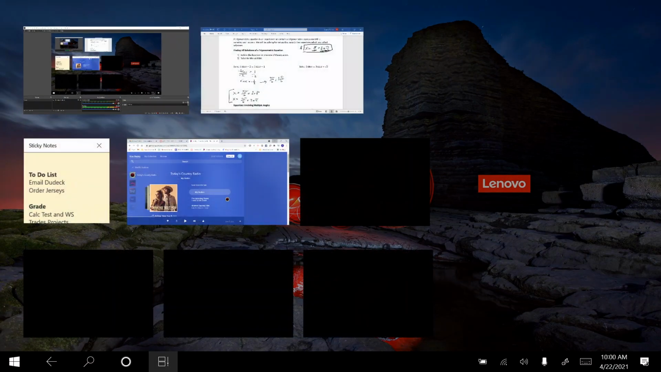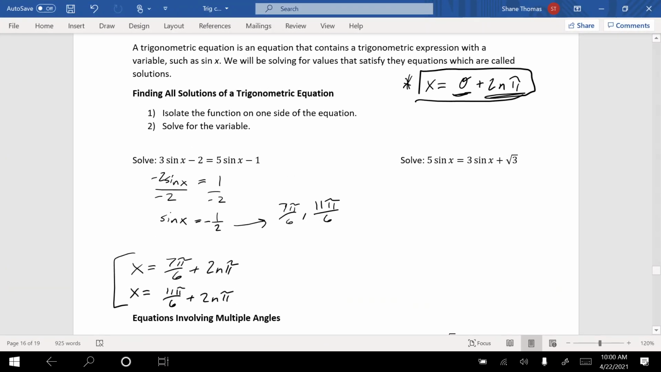All right, so what do I have to do to solve this guy? Subtract what? Yep, subtract the 3 sine from both sides. All right, that's going to give me 2 sine of x equals root 3, right? Now from there, I have to do what? Divide by 2. So sine of x is equal to root 3 over 2. Now you go around the unit circle. Where is sine of x going to be root 3 over 2? Pi over 3, and also 2 pi over 3.